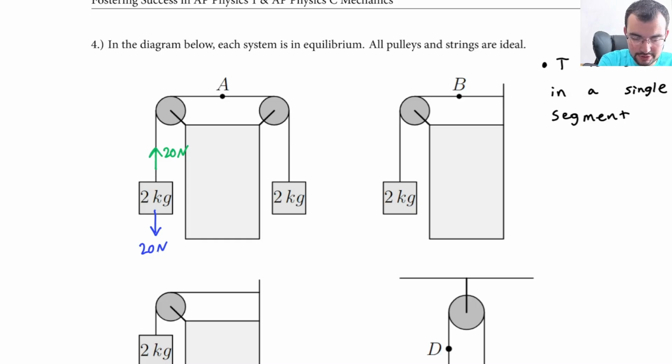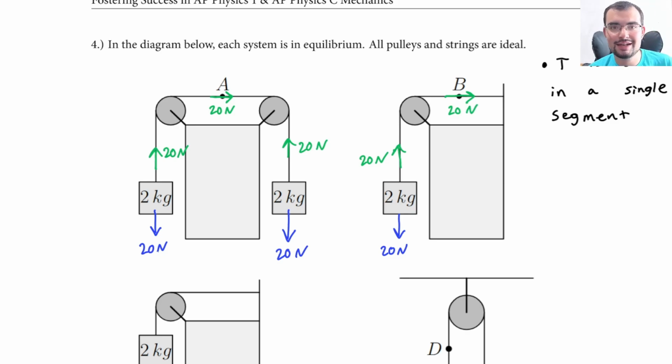So it's 20 newtons here, 20 newtons here, and it's also 20 newtons here. And we can see that that works because this force is also 20 newtons. So 20 newtons at A. Now if we look at B, actually I should have put B first, I think. Easier to look at. We have 20 newtons up here to balance our 20 newtons down here. So this is 20 newtons again.